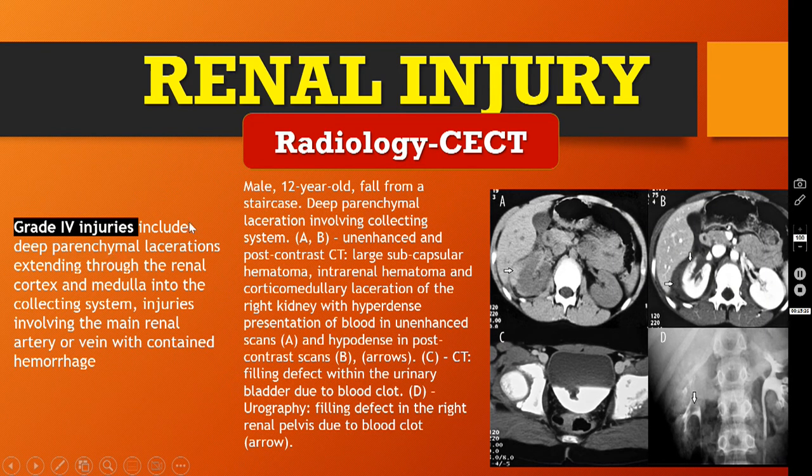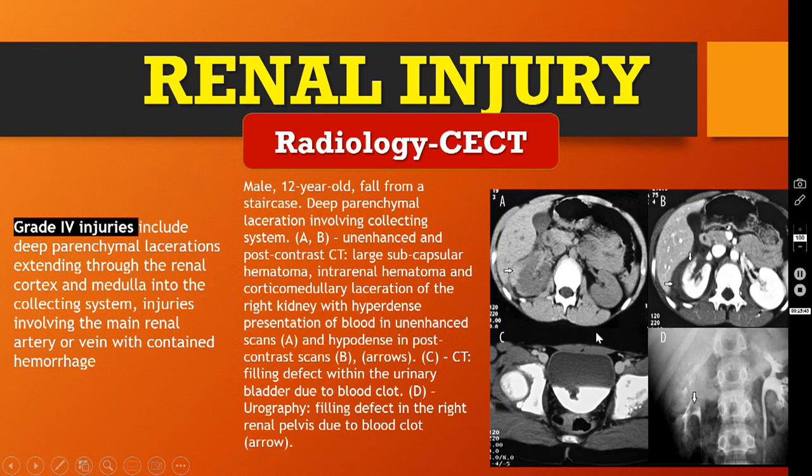Coming to grade 4 injuries that include deep parenchymal laceration extending through the renal cortex and medulla into the collecting system. So here the collecting system is also involved. Injuries involving the main renal artery and vein with contained hemorrhage, that is also grade 4.